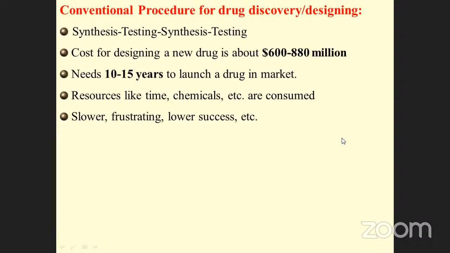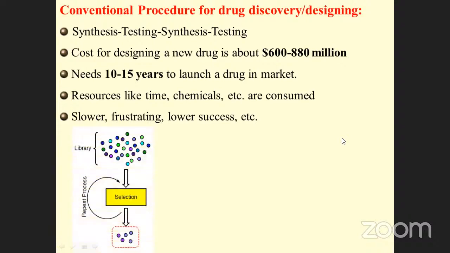That's why the traditional or conventional process is very costly, with a huge investment in the range of 600 to 800 million dollars. US million dollars are the terms we are using. And it almost takes 10 to 15 years to launch a drug in the market. Most of the time, it consumes a lot of time, chemicals, and other resources, and that's why it is slower, frustrating, with lower success. Do you agree? Obviously, it's going to be, because a lot of synthesis and testing is involved. It will take time and other resources.